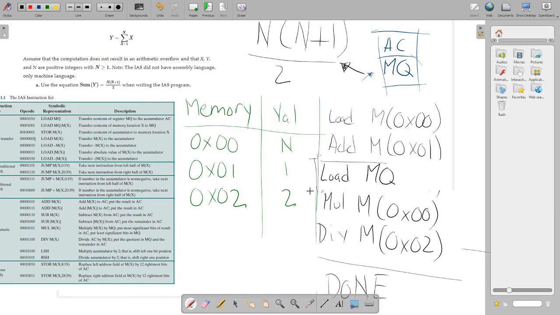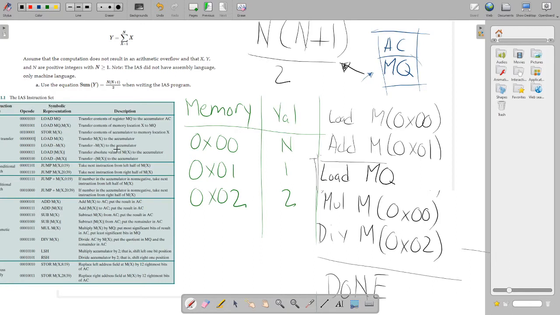But load MQ puts the contents of MQ into AC. Oh, did I have that backwards again? Transfer contents of register MQ. Oh my gosh. Transfer MX to the transfer constant. And thank you for pointing that out. I messed that up again. Transfer contents of accumulator to memory.